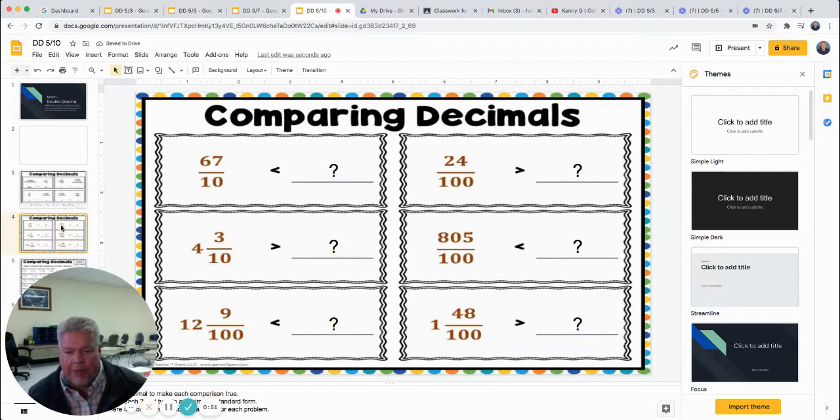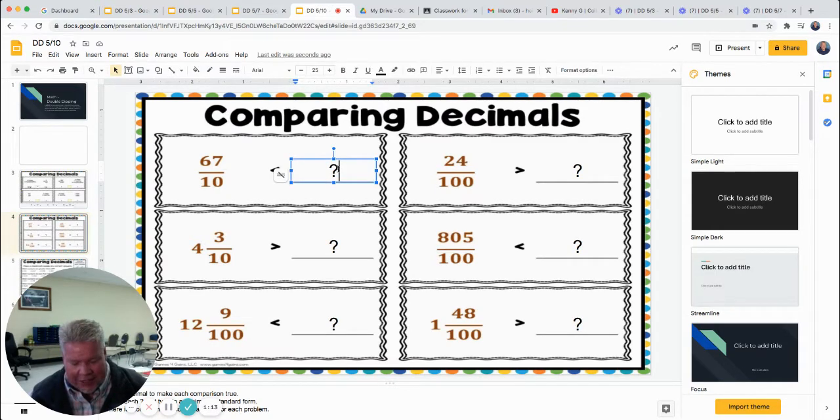Second slide, they're trying to trick you. 67/10ths. But you've got to put a decimal here. You can't put a fraction. You can't say 67/10ths is less than 68/10ths. You could, but you've got to write 68/10ths as a decimal. How do you write 68/10ths as a decimal?